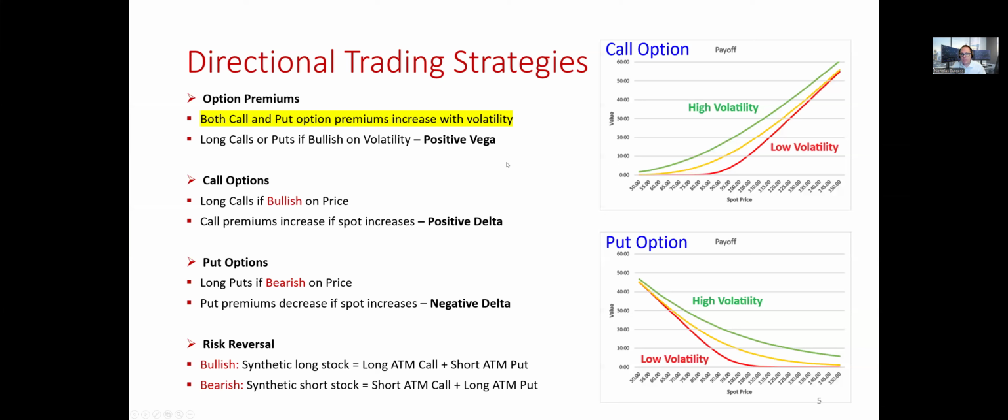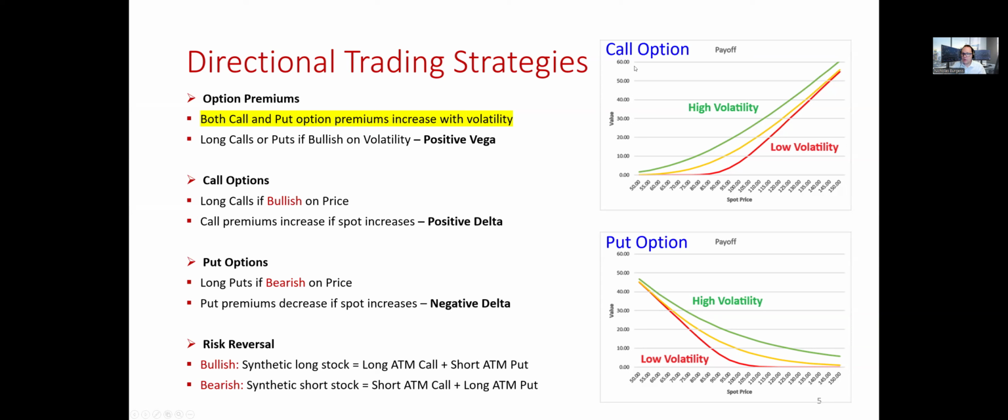So if we're looking at directional trading strategies, then I need you to be aware that in terms of option premiums, both call and put option premiums increase with volatility. So we go long calls or puts if we're bullish on volatility, and this is positive vega, and vice versa. We go short calls and puts if you're bearish on volatility.